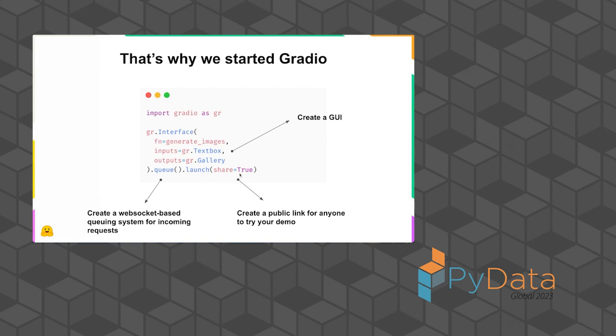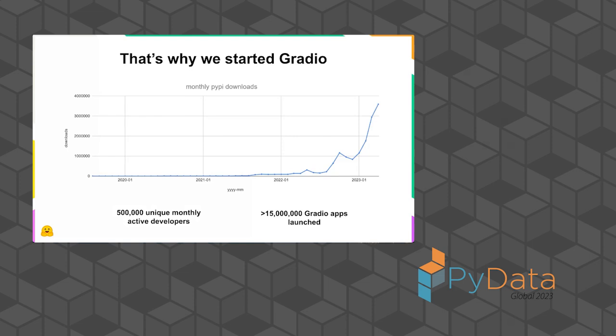So that's what share equals true does. It creates a public link for anyone to try out your demo. So no need to worry about web hosting, no need to do anything. You actually get a public link that maps directly to your computer that you can share with your collaborators, your colleagues, your family, and they can try out the machine learning model that you've built. So it's a very, very cool, very low friction way for anyone to try out your machine learning model.